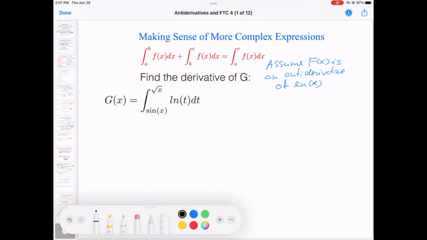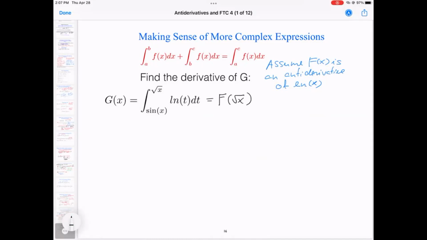So then, how can you express this integral using your antiderivative? You have this rate function, using the antiderivative capital F. How can you express the integral? Capital F of square root of x minus capital F of sine x, right? Okay, so that's the fundamental theorem of calculus. Now let's take the derivative of that.